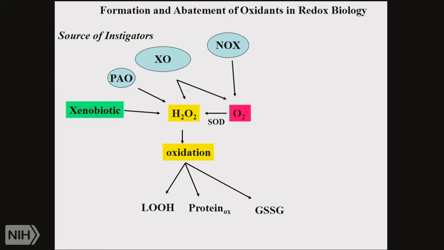Xanthine oxidase, it was an old enzyme. People were really excited about it in the 70s and 80s. And what it basically does is generate hydrogen peroxide from purines. And then the polyamine oxidase, this is coming up again. When we start talking about metabolism, everybody's interested now in metabolism, and in particular the polyamines. At the end of the polyamine cycle is polyamine oxidase, which is also a source of hydrogen peroxide. And we're first going to talk about xenobiotics today. How do we get chemical toxins? How do we get to ROS?